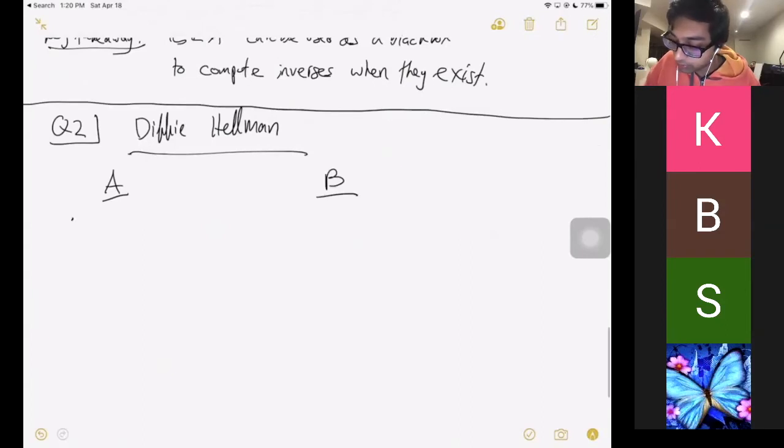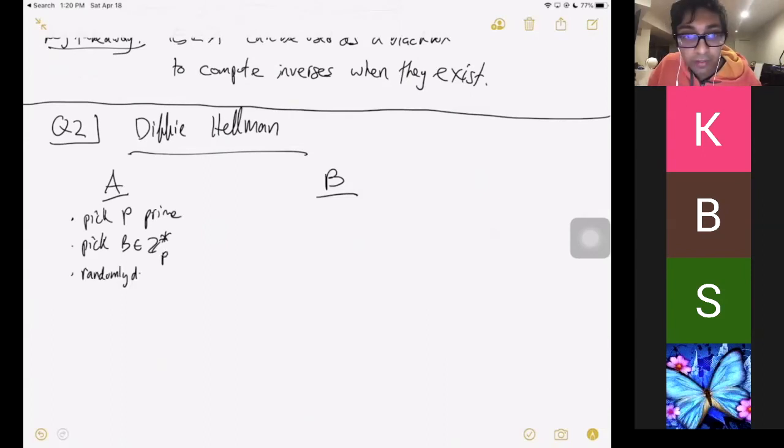And so Apoorva will pick p, which is a large prime. He'll pick a generator b in Z star p. Cool. He'll randomly draw e1 from Z phi of p. He'll compute b to the e1. And as I'm writing all of this, you should be thinking about every single step and whether it's something that can be carried out in poly time.